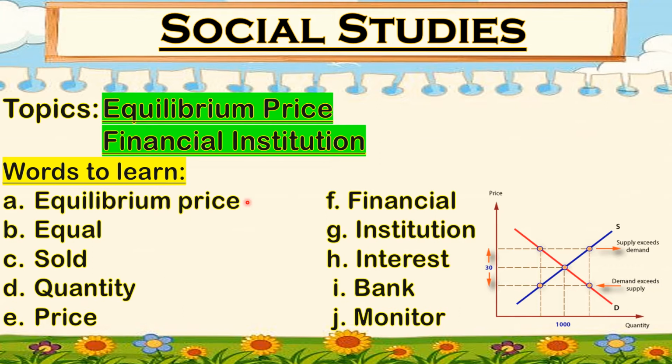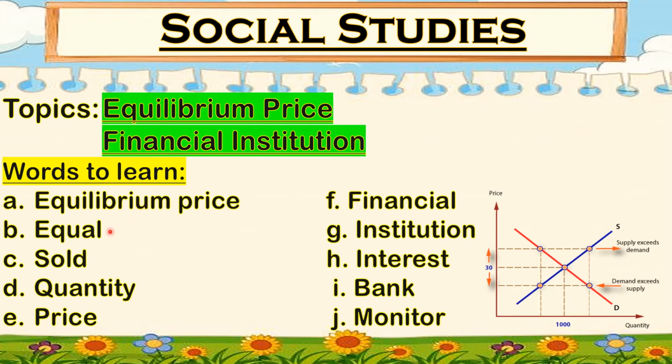So later on, when you hear them in our discussion, you will have an idea what we are talking about. So equilibrium price, class, is when demand and supply meets into a curve. That is called equilibrium price. I will explain to you furthermore later when we are discussing.